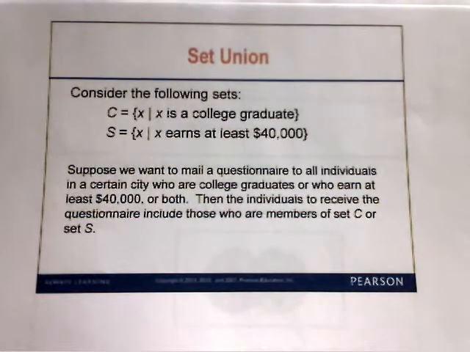Okay, let's consider the same situation for college graduates and those making at least $40,000, those same two sets. Now, suppose we want to mail a questionnaire to all individuals in a certain city who are college graduates or who earn at least $40,000 or both. Then the individuals to receive the questionnaire include those who are members of Set C or Set S.